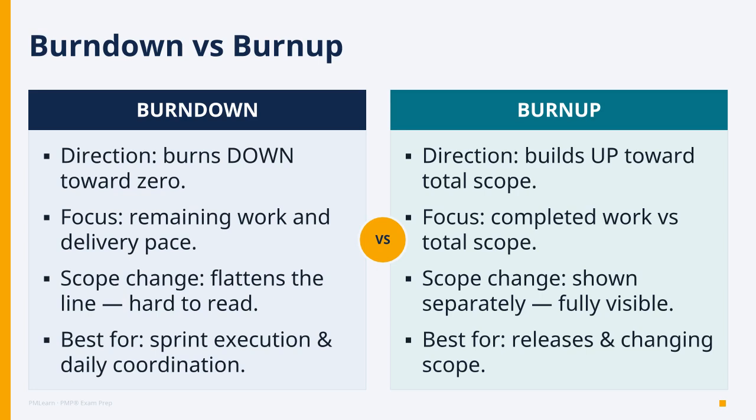So lock in the best use rule. Burn down for the daily sprint, burn up for releases and anywhere scope can move. Think about your last project. Which one would have told the real story?